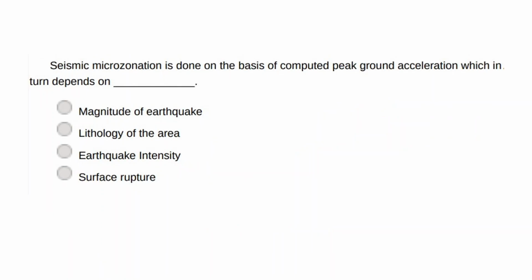Seismic microzonation is done on the basis of computed peak ground acceleration, which in turn depends on what? Magnitude of earthquake, lithology of the area, earthquake intensity, surface rupture.